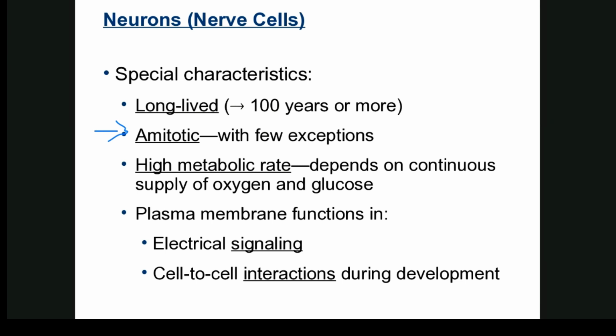They have a high metabolic rate. They have to have a continuous supply of oxygen and glucose. And the plasma membrane in the neurons functions in electrical signaling and cell-to-cell interactions during development.